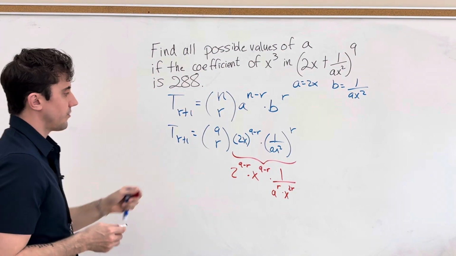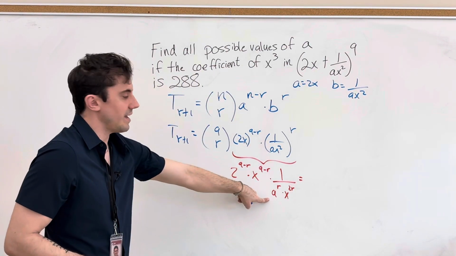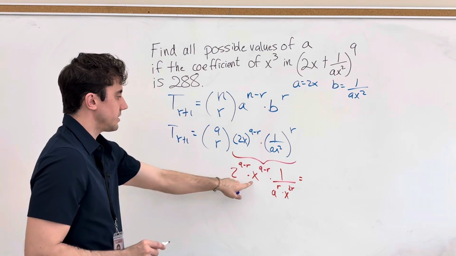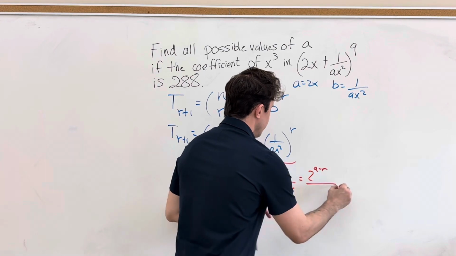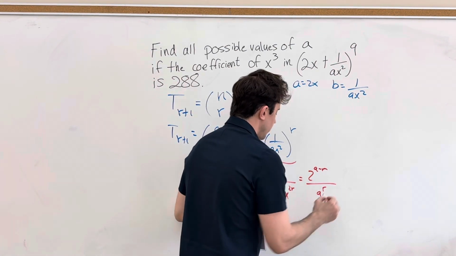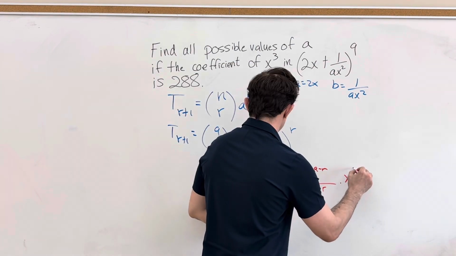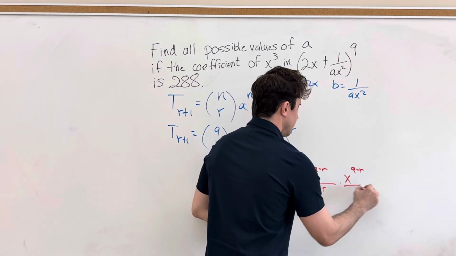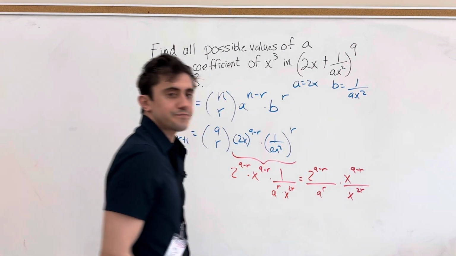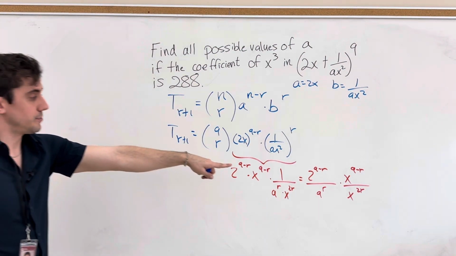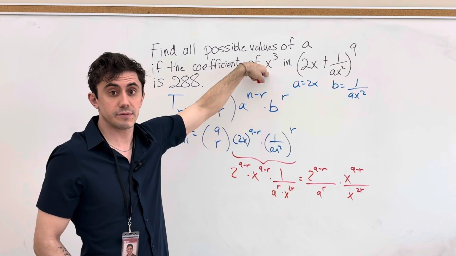And so if we simplify that, I'm going to leave the 2 and the a stuff in front because those aren't contributing to the exponent on x. So we'll have 2 to the 9 minus r divided by a to the r, right? We can deal with that a bit later on. But then we'll have times x to the 9 minus r divided by x to the 2r, right? That's what's going to contribute to the x exponent. And we want to know when that produces an x to the power of 3, right?